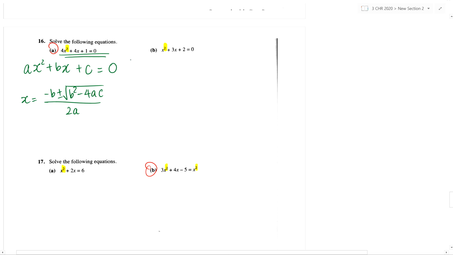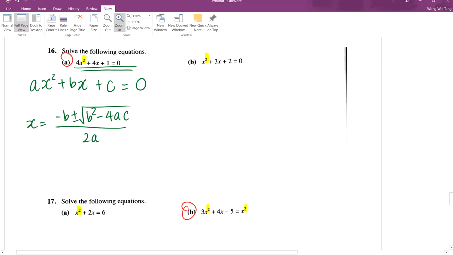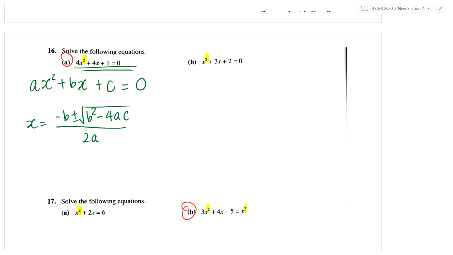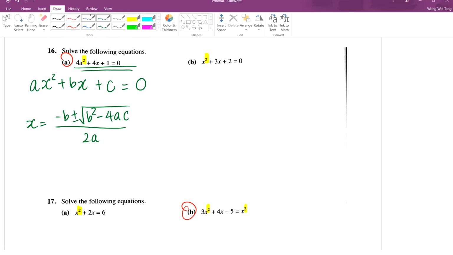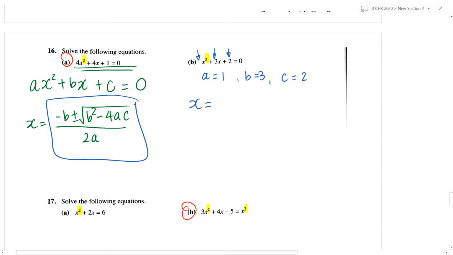Okay, so we'll use part B as an example. Here we have the value of a, b, and c. It is good practice to write them down. A is 1, b is 3, and c is 2. Check that the right hand side is equal to 0. Okay, good. Based on this, we know that x is going to be given by this formula.